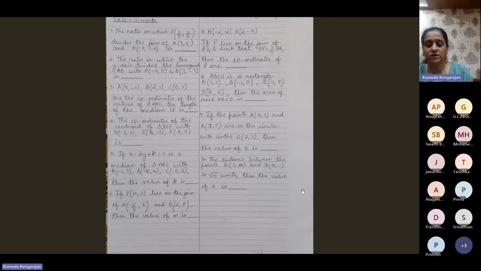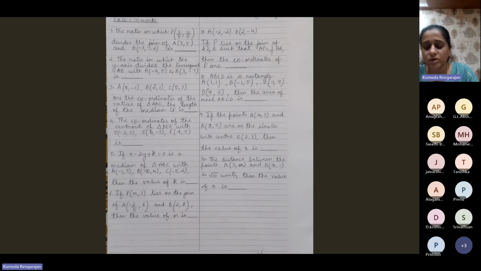Yeah, back to discussing the answers. So continuing with the 7th one. The coordinates of P are. What are the coordinates of P? Answer for the 7th one. 5, minus 13 by 4.